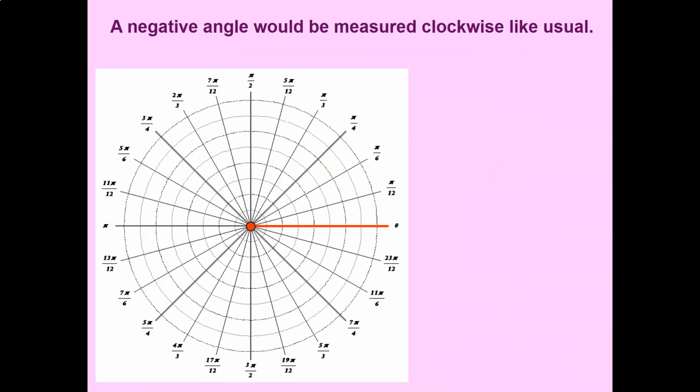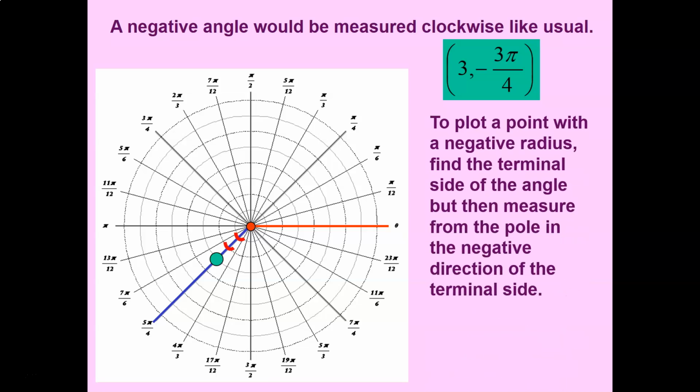A negative angle would just go in the opposite direction. It would be measured clockwise. So for example, (3, negative 3 pi over 4): we start on the positive axis and go in the negative direction 3 pi over 4, and then we count out 3 spaces, 1, 2, 3, and put the dot. And there it is. Positives go up from the positive axis and negatives go down.